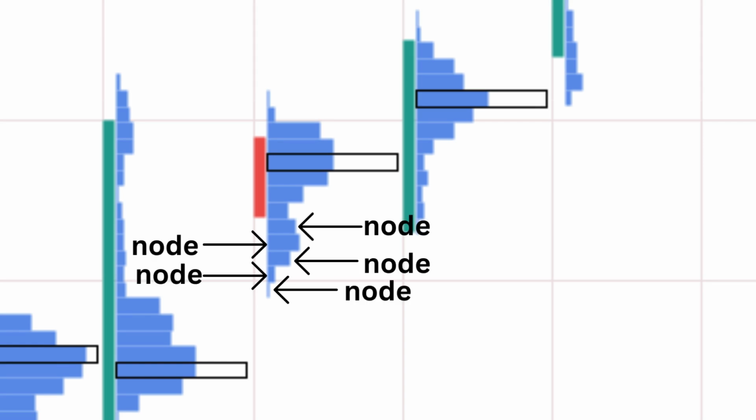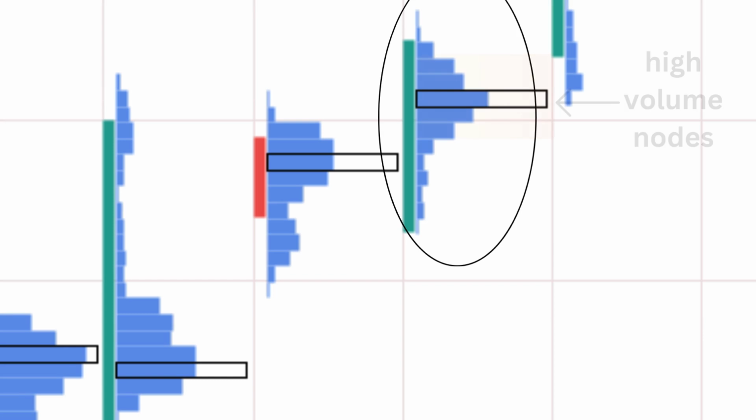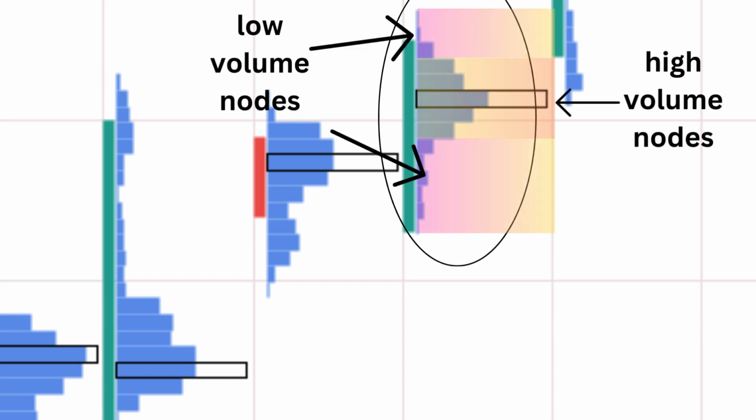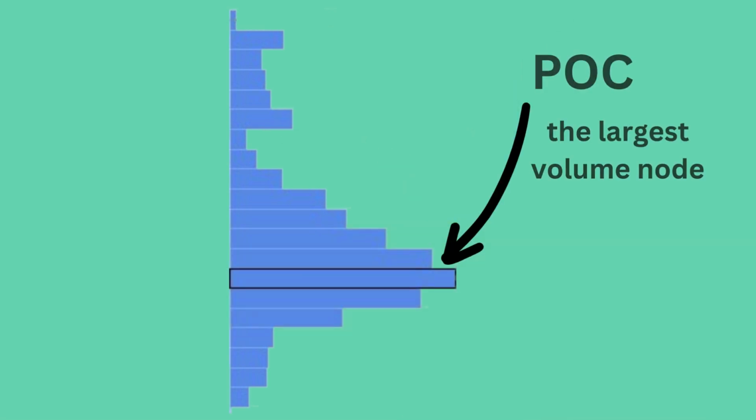In a simple way, you are either looking for high volume nodes or low volume nodes. There is certainly more to it than that, but let's begin by only using high volume nodes and looking to use them as support or resistance. One final thing I hope you remember from the previous video is what this box shows us, which is the point of control. That is where most of the volume took place.